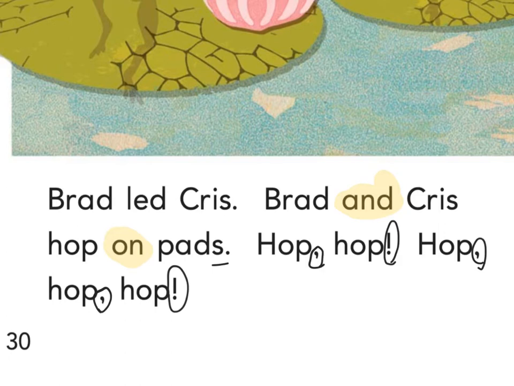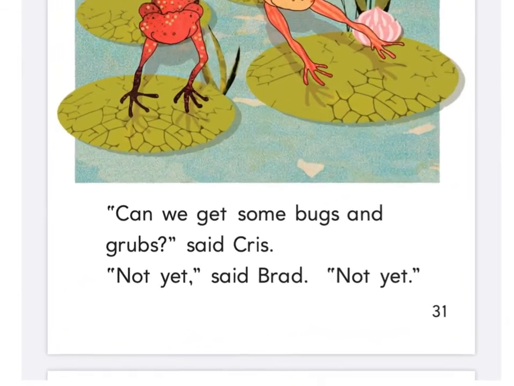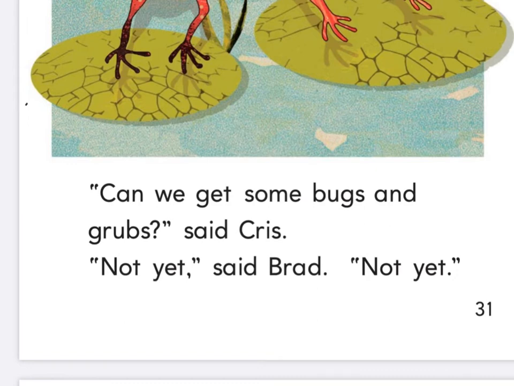What does it mean that Brad led him? What does that mean? Brad led him. That means he let him. He was in the front. He was being the leader. He said, follow me. So he's leading Cris somewhere. Okay, look at the highlighters ready. Looks like they're still hopping on lily pads. Highlighter ready. What do I need to highlight? Can. Get.